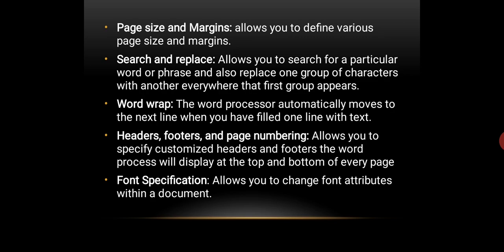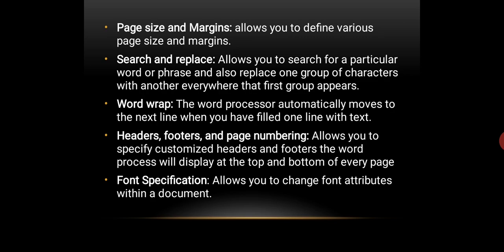So we have the word wrap. The word processor automatically moves to the next line when you have filled one line with text. Now you find out that if you are typing your document, automatically when you get to the last margin and you are still typing, the blinking cursor comes down to the next line. So that's the work of that word wrap. It automatically comes to the next line when you get to the edge of the end of the line.